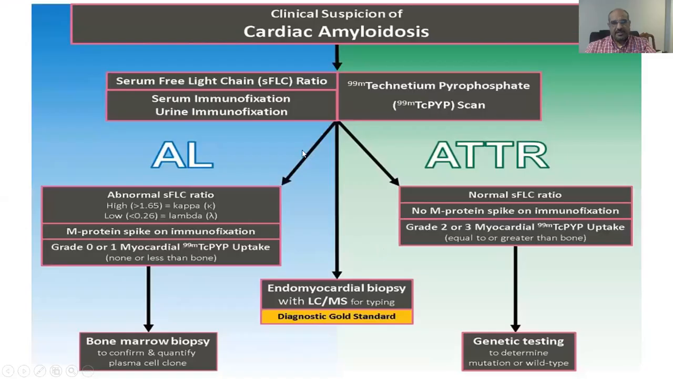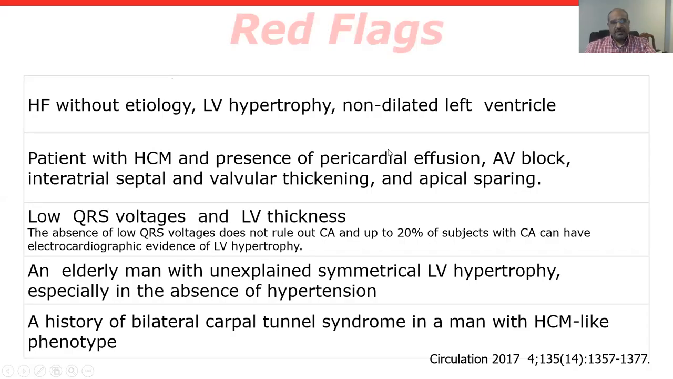This is the most important scheme for diagnosis. Don't forget these two screening tests, technetium pyrophosphate and the serum free light chain ratio. So what are the red flags again? The red flags for cardiac amyloidosis are heart failure without clear etiology, the presence of LV hypertrophy, and a non-dilated left ventricle. These are the clues to early suspicion of cardiac amyloidosis.